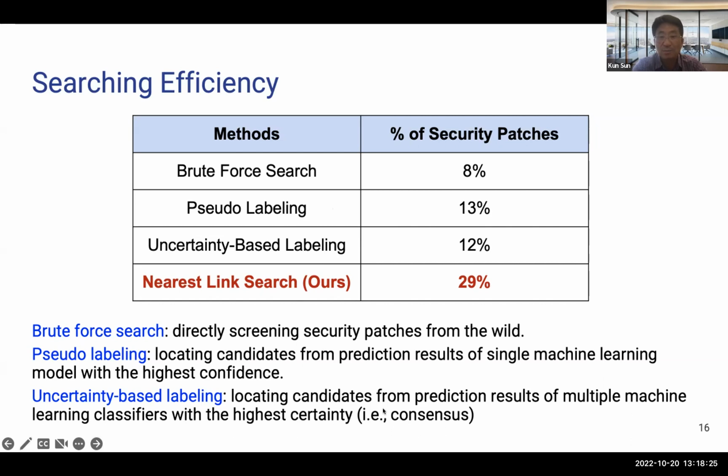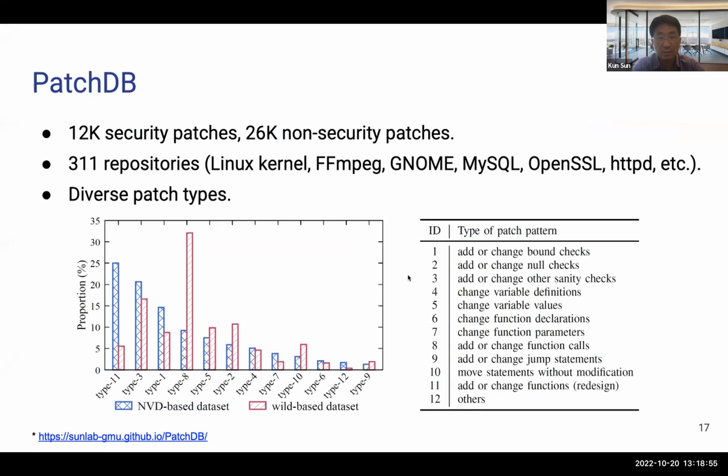Or we can use multiple machine learning classifiers and get a consensus on which is more likely to be a security patch. We call this uncertainty-based labeling. This can achieve 12%. And our solution can achieve around 29, around 30%. It means that from those candidates, 29% will be security patches. So in the end, we got 12K security patches and 26K non-security patches.